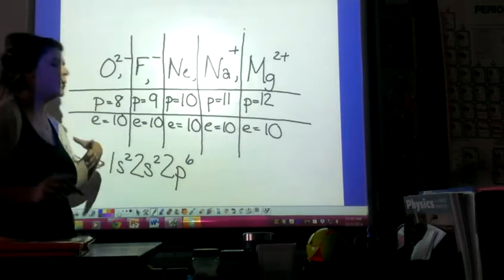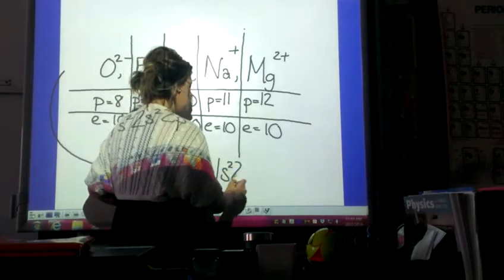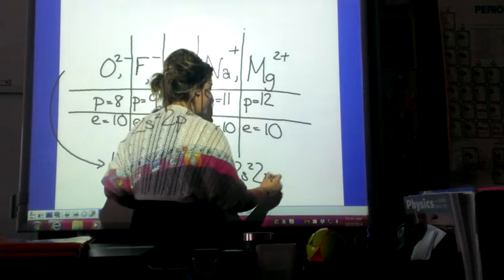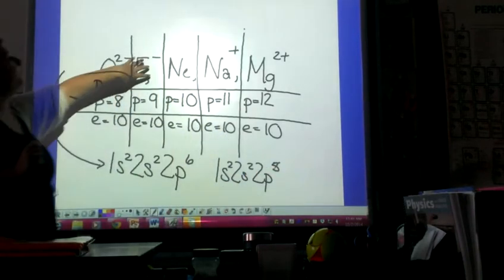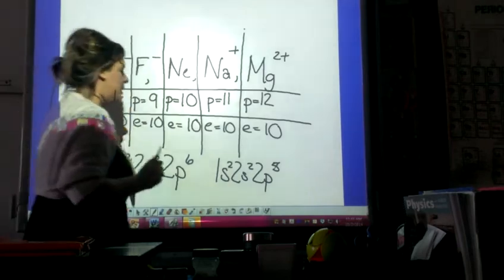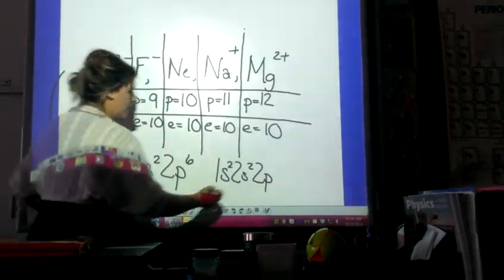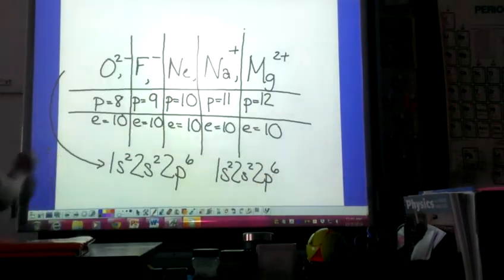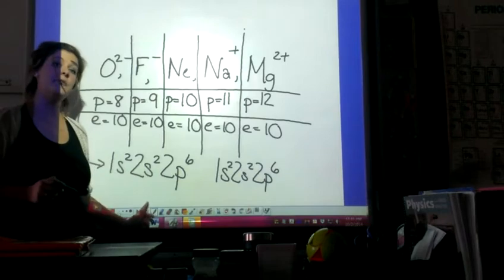Let's do the same thing for fluorine. Neutral fluorine is 1s2, 2s2, 2p5. Now, fluorine has gained an additional electron, so instead of 2p5, it's now going to become 2p6. So right now I'm seeing that both of these have the same electron configuration.